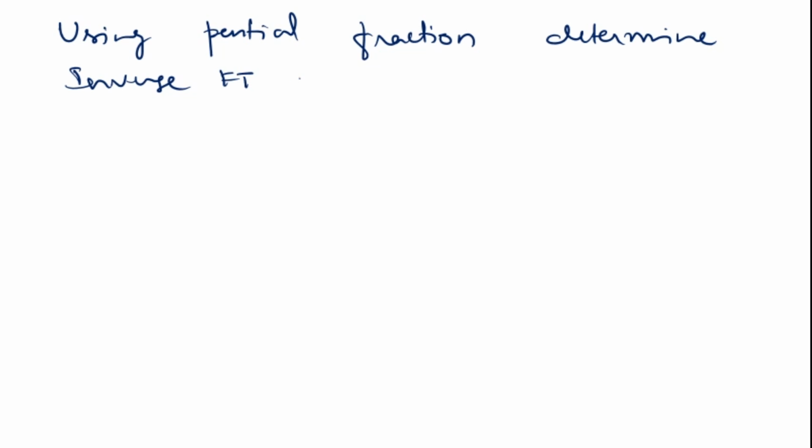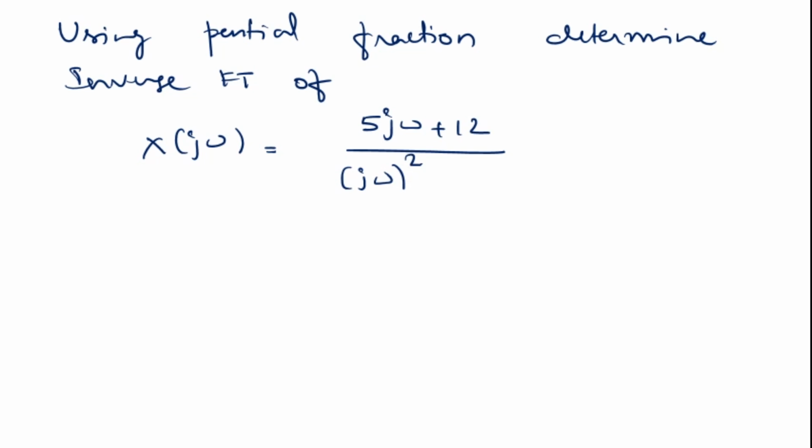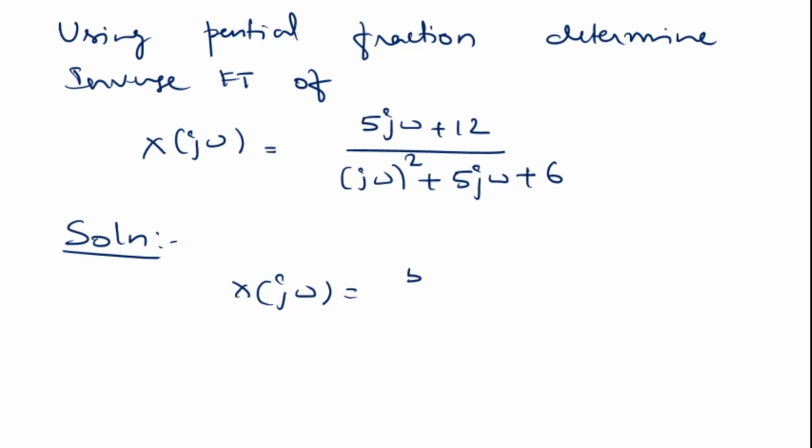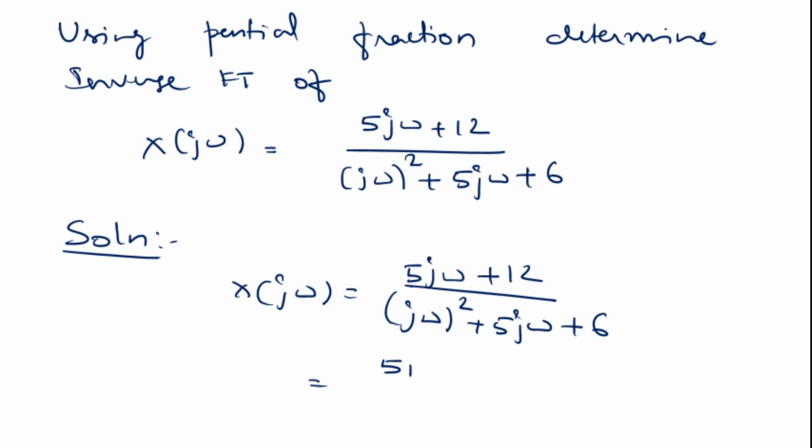Using partial fraction, determine inverse Fourier transform of X of j omega is equal to 5j omega plus 12 divided by (j omega) whole square plus 5 j omega plus 6, which is equal to 5j omega plus 12 divided by (j omega plus 3) into (j omega plus 2).